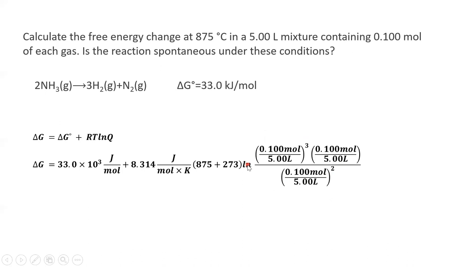We take the ln of that number, multiply it by the temperature in Kelvin, multiply it by 8.314 joules per mole Kelvin, take all of that and add it to 33 times 10 to the third joules per mole. And what that gives us is the free energy change associated with this reaction at these non-standard conditions. And the value is negative, which means at these conditions, this reaction would be spontaneous. But at standard conditions, the value is positive and it would not be spontaneous.